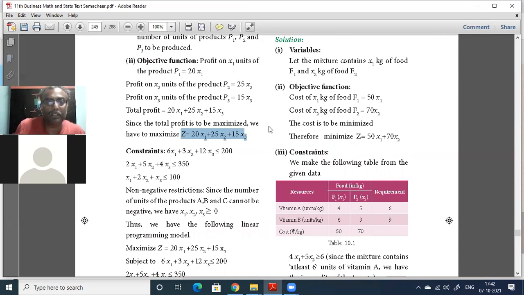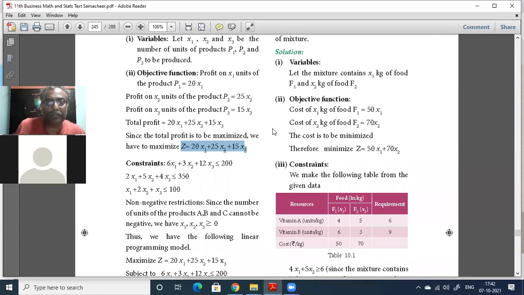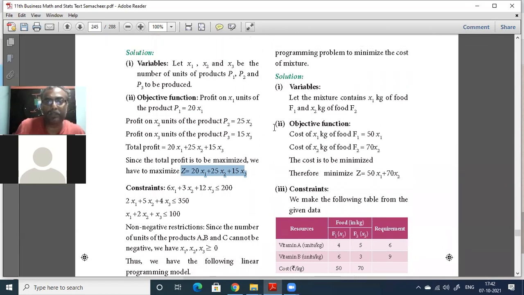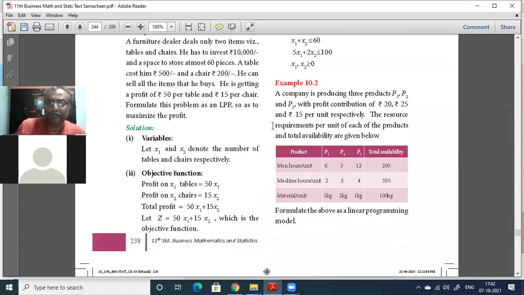What are the constraints? 6X1 plus 3X2 plus 12X3 less than 200 is the first one. Why? Total availability of man hours is 200. You have to distribute only the 200 man hours available. Only 350 machine hours available. Only 100 kilos of material available.